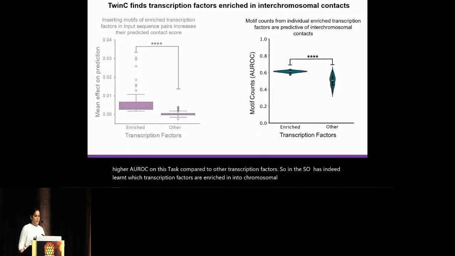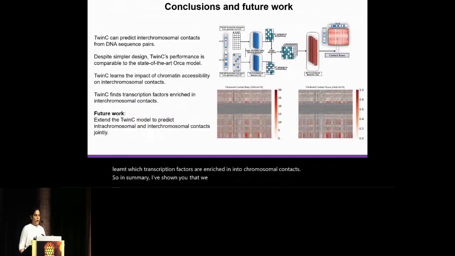So in summary, I've shown you that we can do this task of interchromosomal contact prediction from DNA sequence pairs. And despite simpler design and faster runtime, Twinkie's performance is comparable to the state-of-the-art ORCA model. It learns about the importance of chromatin accessibility in formation of interchromosomal contacts and finds specific transcription factors that are enriched in these contacts. And in future, we want to see if we can simplify the intrachromosomal part of this model as well, because that would mean more people will be able to apply and use these models.